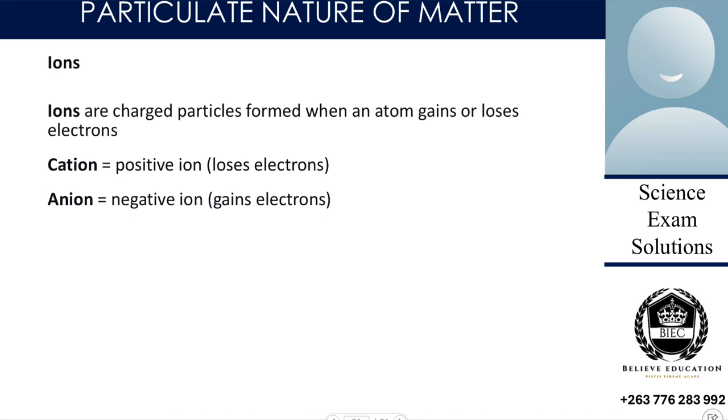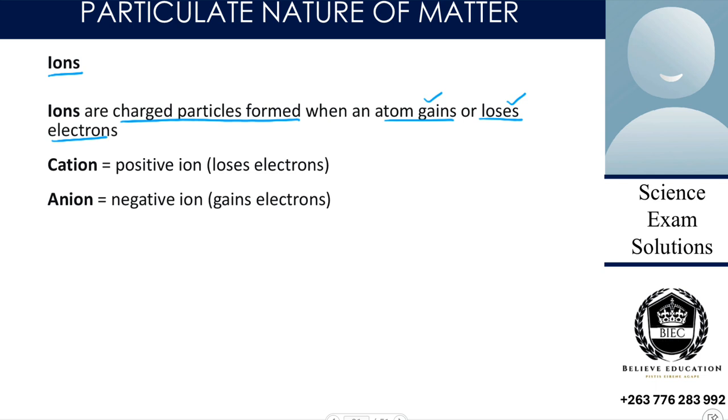When electrons move from place to place and change their numbers, we talk of a species known as ions. By definition, ions are charged particles that are formed when an atom gains or loses electrons. Are we together? So an atom can do two things. Number one is to gain an electron. Number two is to lose an electron. There's always a reason why it gains and always a reason why it loses.